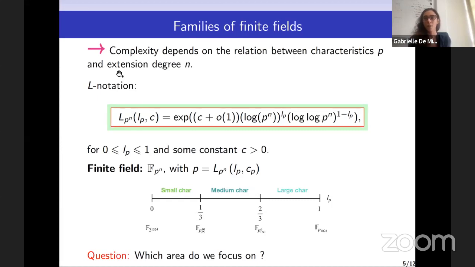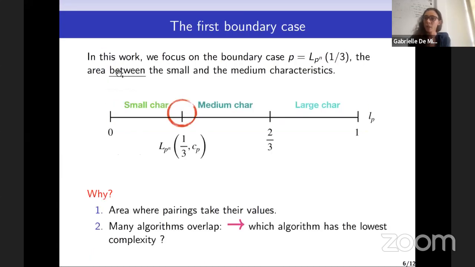And this is used to express the complexities of these algorithms, but also to define different families of finite fields. So we usually talk about small, medium, or large characteristic, depending on this L notation, where depending on whether the LP, which is the first of the two parameters in the definition, is smaller or equal or greater than a third or 2/3, we're in either of these families. So we're going to focus on a specific area, which is the boundary case between small and medium characteristics.